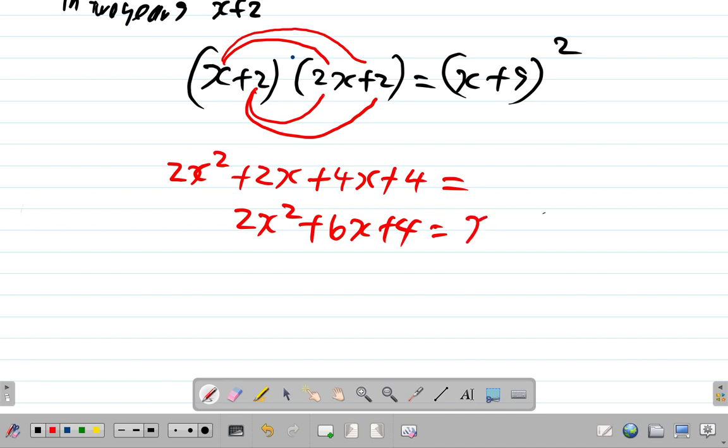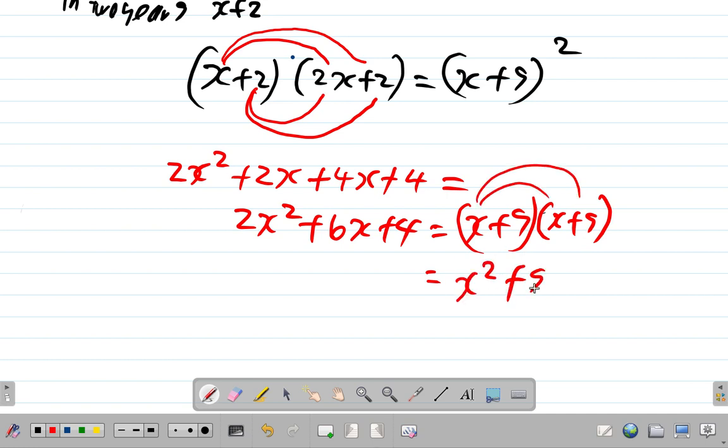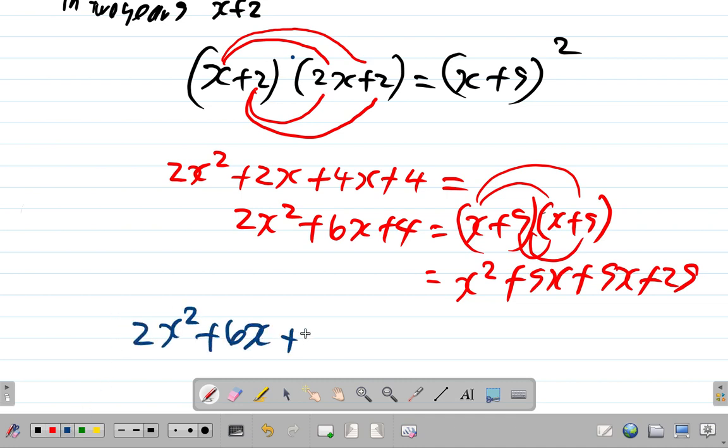Equal. And then you're going to have x plus 5 squared, which means x plus 5 times x plus 5. So this is a part that one now. x squared plus 5x plus 5x plus 25. So you have 2x squared plus 6x plus 4 equals x squared plus 5 and 5 are 10, 10x plus 25. Make sure you understand that part there.